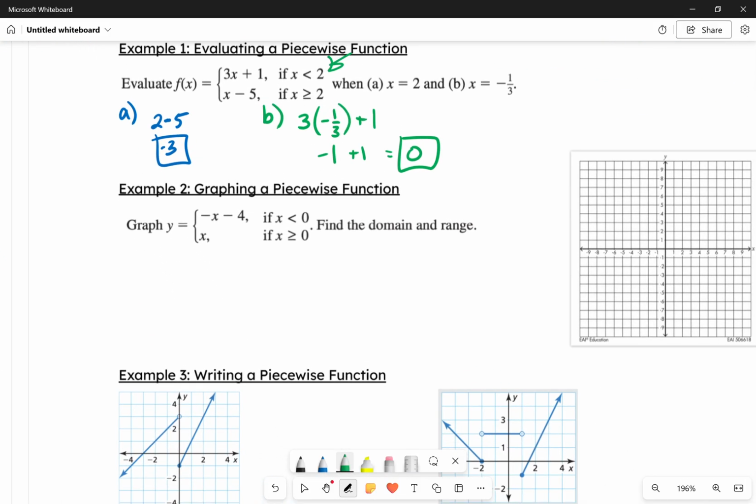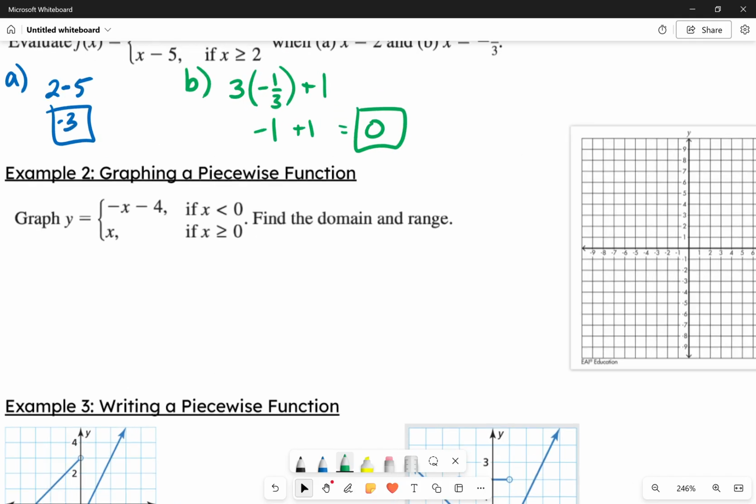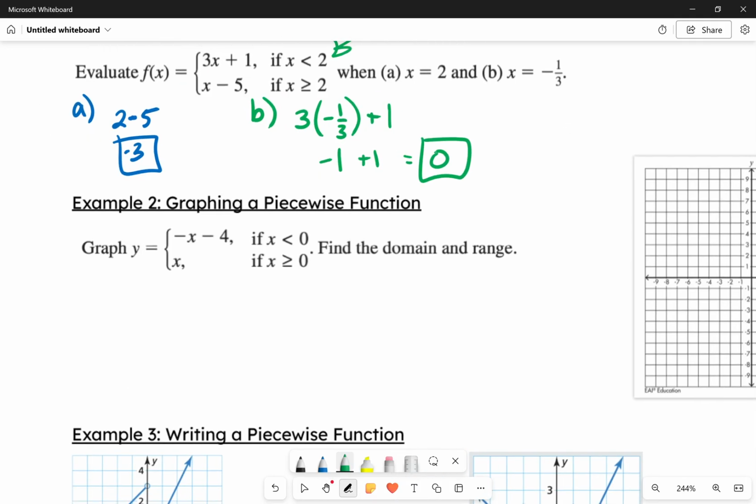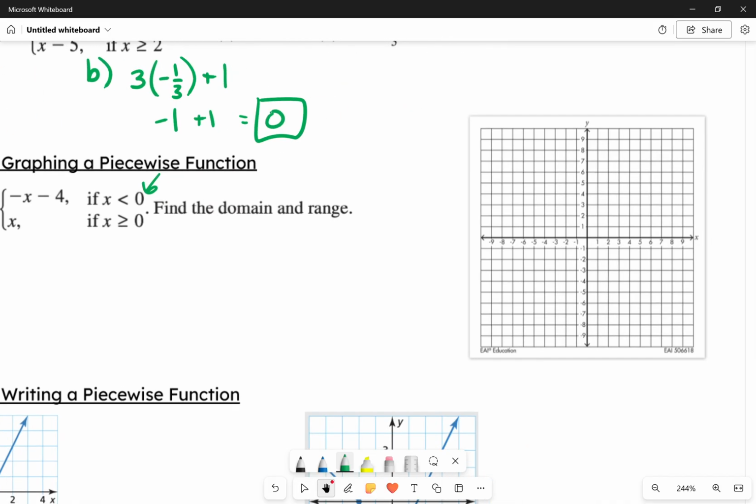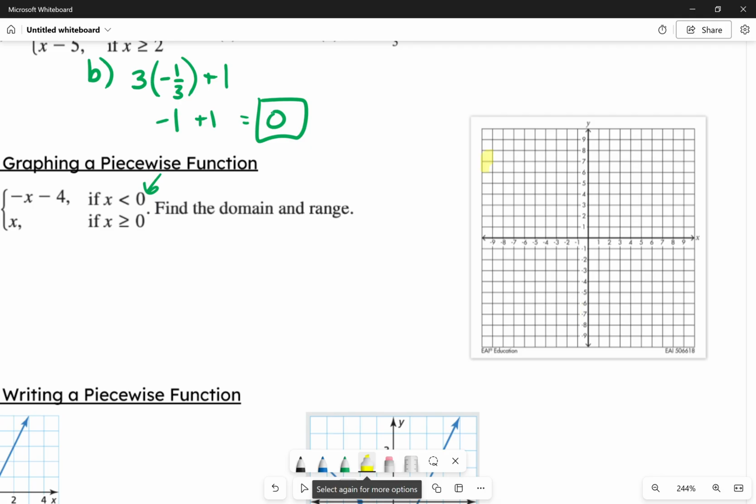Okay, so now let's look at the graph. We're going to graph this one. It says graph y equals negative x minus 4 if x is less than 0, and graph y equals x if x is greater than or equal to 0. We're going to start with the top one. The first thing that I'm always going to look for is where my x values are at. This is less than 0, so if we look at the graph, that would be this whole section. So we're not going to go past our y-axis. Just make sure that we've got that understood.